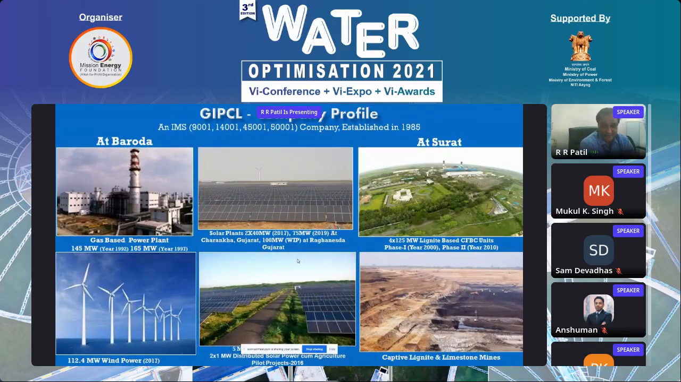In our plant, Gujarat Industries Power Company Limited, it is an IMS company having a quality management system, environment management system, OHSAS, and energy management system. GIPCL has a gas-based power plant, solar power plant, hydropower plant, and a thermal-based power plant, and its own captive lignite and lime mines.